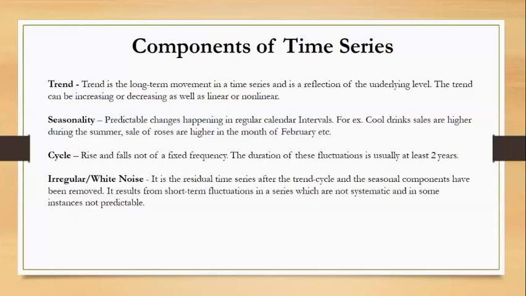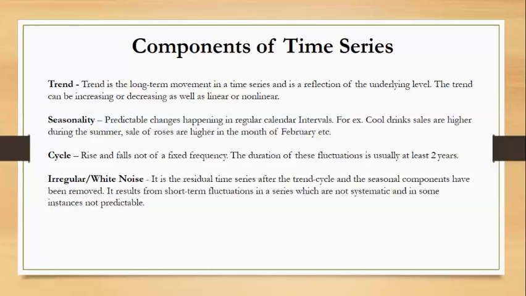Cycle is a rise and fall in the data which is not of a fixed frequency. The duration of the fluctuations is usually at least 2 years. It's often associated with the economy. So the difference between seasonality and cycle is that while seasonality happens at regular calendar intervals, cycle is not of a fixed frequency. And moreover, the duration of cycle is at least 2 years.